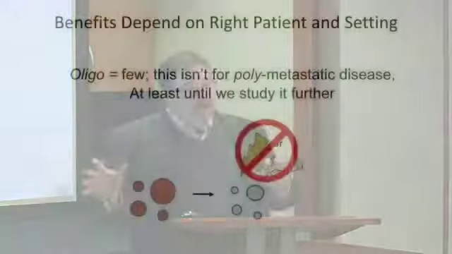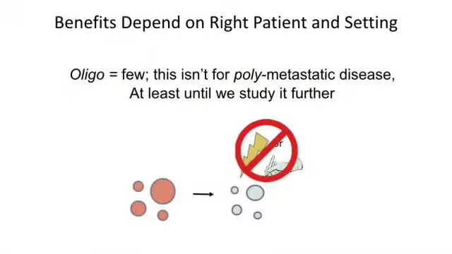Now, one issue is that I do think we need to highlight that oligo means few. And so oligometastatic applies to 1 to 3, perhaps. And as we've discussed, it could be maybe in some trials up to 5. There are a couple of trials that are going up to 10.